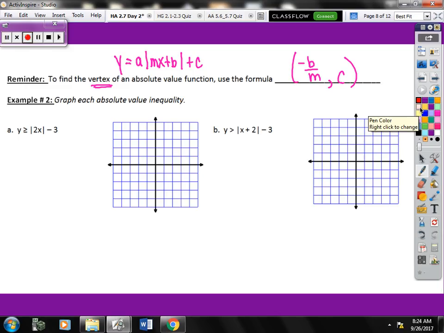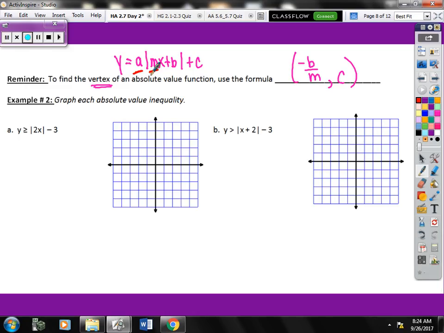So if there's not really an A or an M or both, you can use some of your shift ideas, but I would always find your vertex just to be sure, okay? And then sometimes you will be able to use, like, this is going to go 2 units to the left and 3 units down, some of your translations as well to help change. But you have to be careful if there's an A or an M or both, okay?